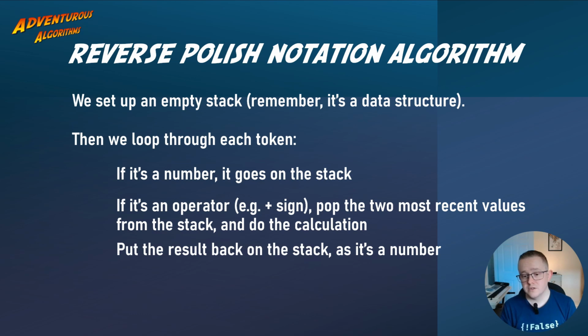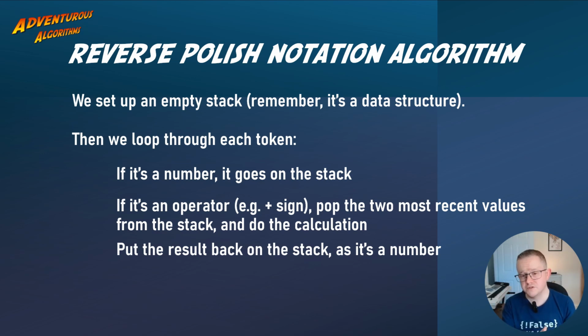How this algorithm works is we set up an empty stack. Then we loop through each of the tokens. And by token, I mean the 1, 3, plus, 5, and the star. And then we've got two main rules. If it's a number, it goes on the stack. So the 1 goes in my stack, then the 3 goes on top of that, that's the next thing on the stack. And then I get to the plus. Now the plus isn't a number, it's an operator. So whenever we get to an operator, we pop the most recent value, so we pop the 3, then we pop the 1, we do the plus, so 3 plus 1 is 4, and we put that 4 back on the stack because that's a number.